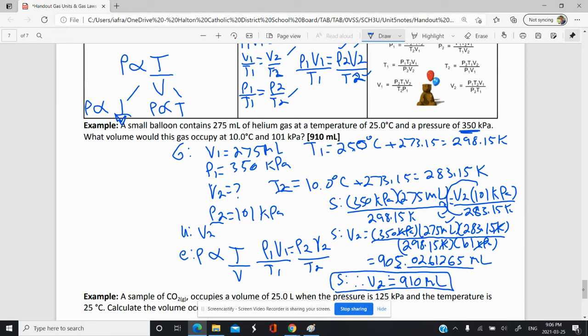Even though we decreased our temperature, which would decrease the volume, we decreased our pressure, which had the effect of increasing the volume even more. So we actually decreased our pressure more than we decreased our temperature there. And so as a result, our volume increased from 275 mils to 910 mils.